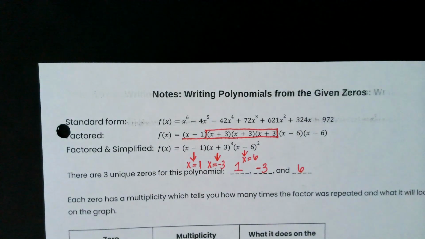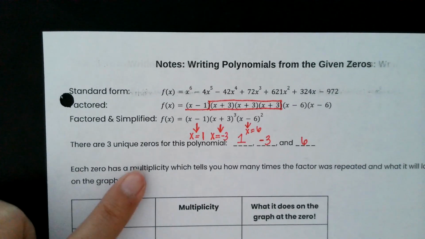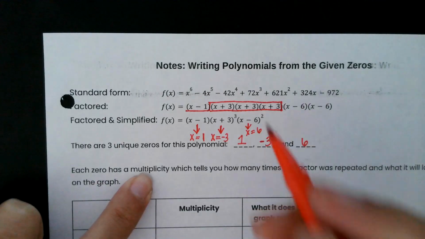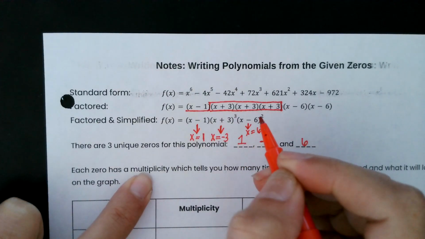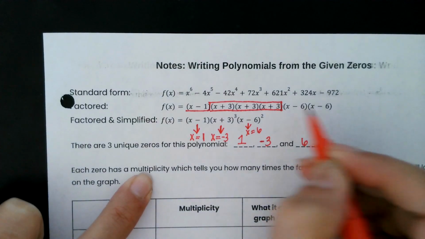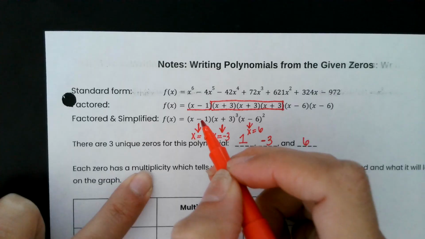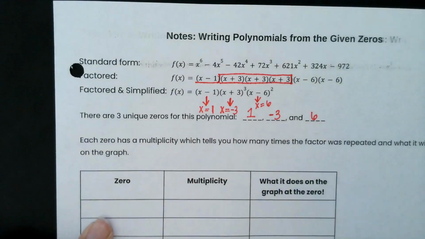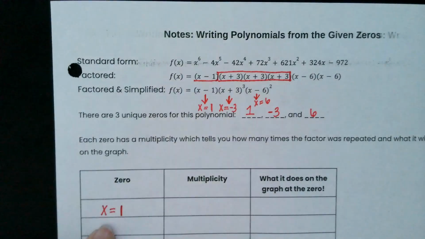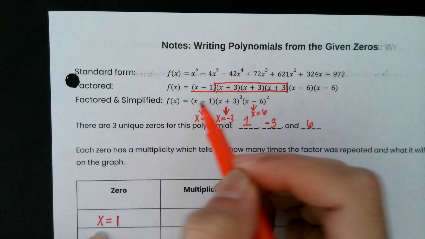Now, this is what's brand new to us. We haven't talked about this thing called multiplicity. I'll give you a hint. The multiplicity is the exponent, how many times that factor is repeated. So the zero that we got that was x equals positive 1, we're going to write that on here. That factor only occurred once.